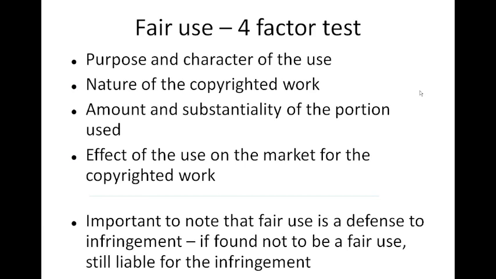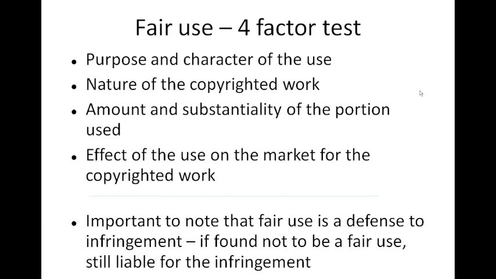The purpose and character of the use is often looked at as, is this a commercial use that's the infringement? Is this going to affect the market for the copyrighted work? What is the nature of it? And then, importantly, is the amount and substantiality of the portion used.